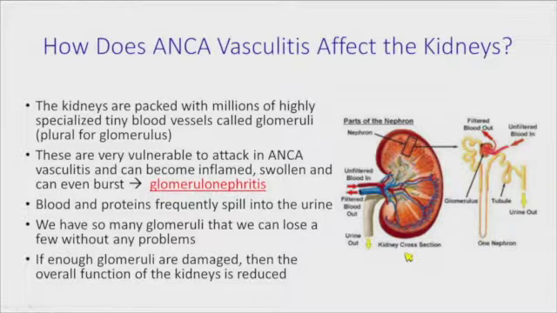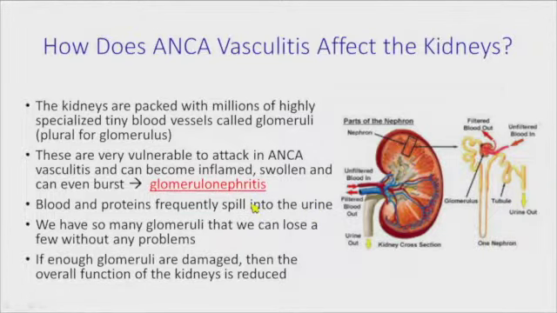So how does ANCA vasculitis affect the kidneys? Basically, by producing glomerulonephritis. The ending of the word, itis, just means inflammation. So what we mean by glomerulonephritis is inflammation of the glomeruli. The tiny small vessels that filter the blood get inflamed. And these tiny vessels, for some reason that we don't really know, are very susceptible to attack in ANCA vasculitis by the ANCA antibodies.